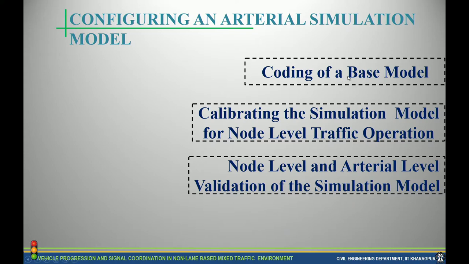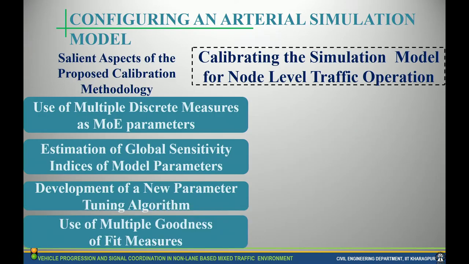Now, coming to the configuration of the arterial simulation model. These are common practices. To start with, we code the base model at a node level and then stitch it up to the corridor level, then calibrate it firstly for node level traffic operation, and again validate it for node level and arterial level traffic operation. As it was already said, calibration of a simulation model is a big challenge.